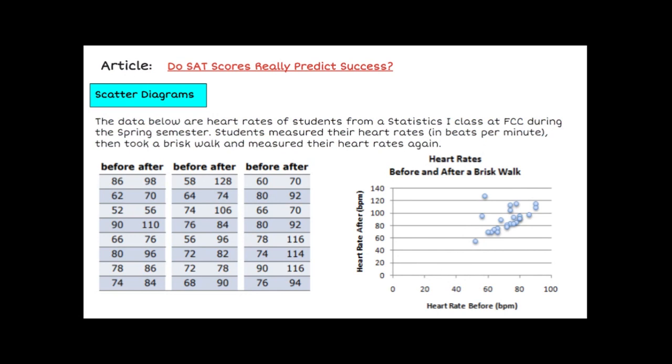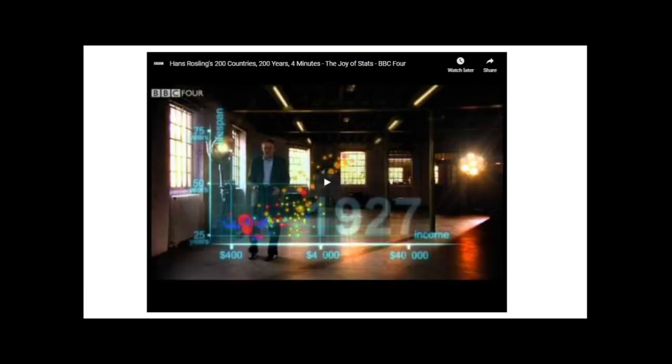All right. Now here's an excellent video. I'm going to show it to you first before we move on, showing a scatter diagram on countries' development created by the BBC. I'm going to play it.